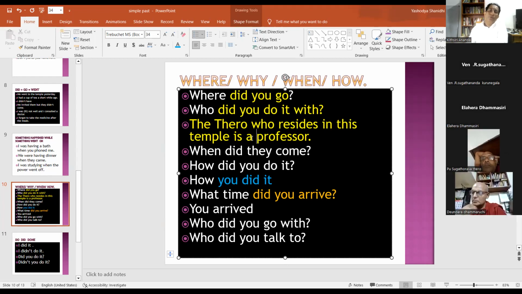This Thero, if I say this Thero is a professor, you don't know who the Thera is. But when I say the Thero who resides in this temple, then I develop sort of identification regarding the subject that I mentioned here. So there, who is not a question forming word. We don't use who to raise questions there. There we use who simply as a conjunction.